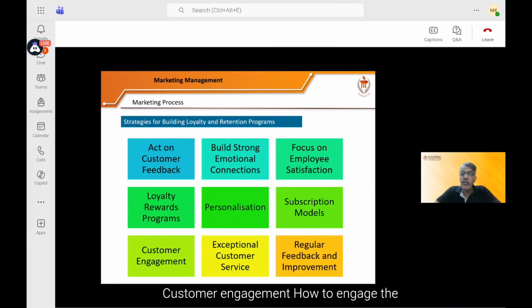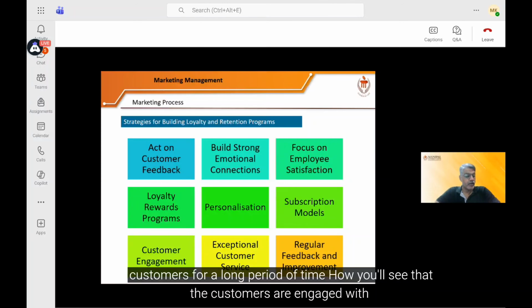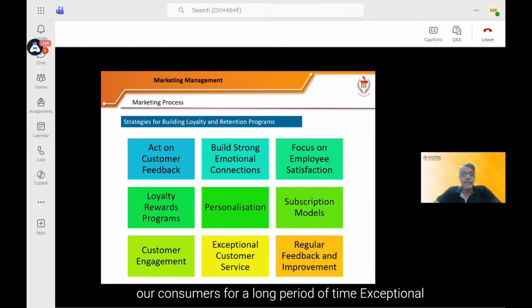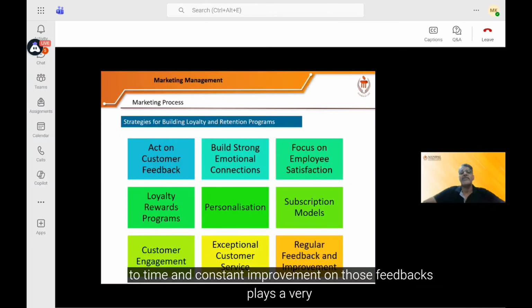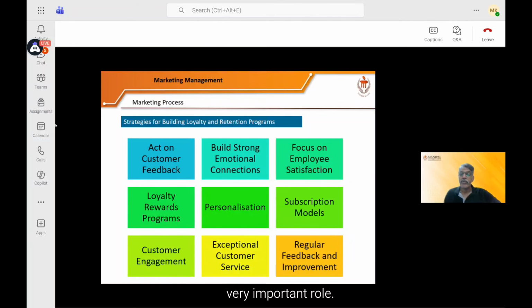Customer engagement: how to engage the customers for a long period of time. How will you see that the customers are engaged with our organization for a long period of time? Exceptional customer services, as I gave you, exclusive services which others may not get or other organizations may not give. Regular feedback, constant feedback from the customers from time to time, and constant improvement on those feedbacks plays a very important role. Now let me take a few questions.